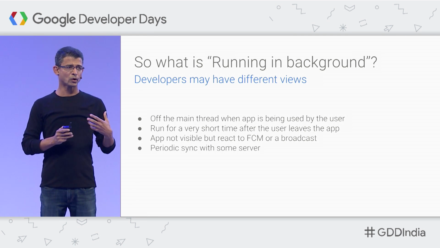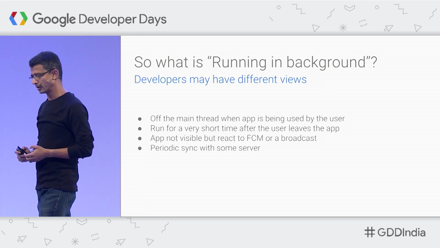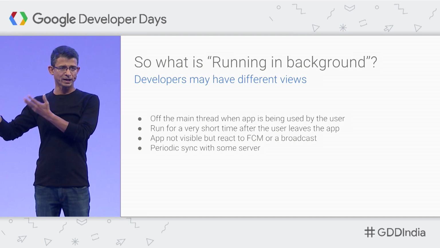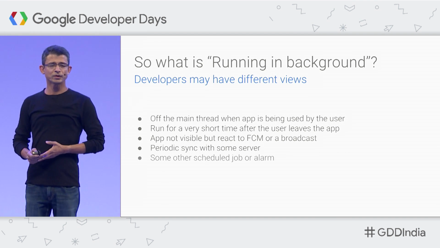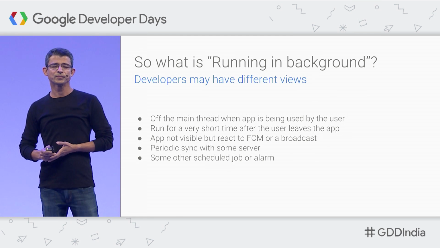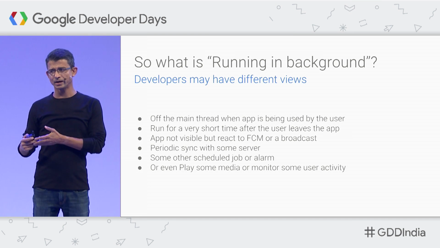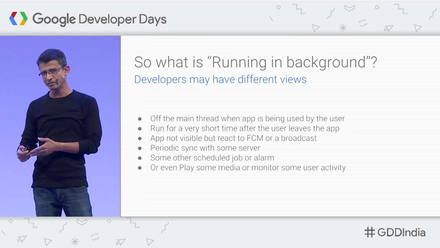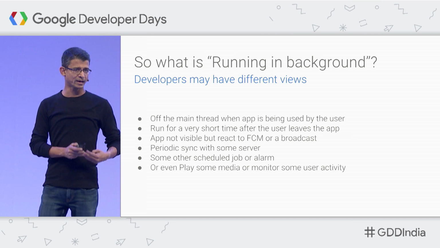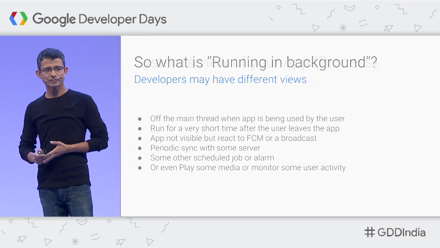There could also be a requirement to do some kind of periodic sync with the server. So you may want to run it when your app is no more there, but you may want to periodically wake it up, run something, get some data back. Or this could be some other scheduled job of some other kind, not necessarily network, but something else. Or it could even be playing music or doing something like that for which you may need a foreground service. Even though technically not background, in that case the user is not interacting with your app, so I almost categorize this as a background use case.